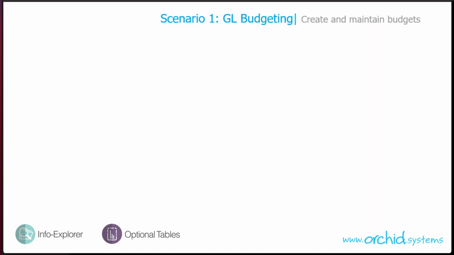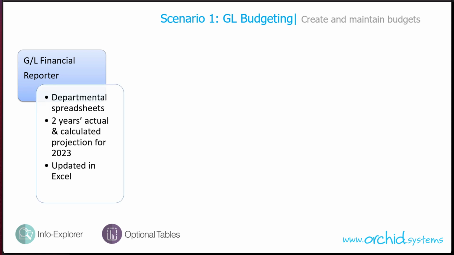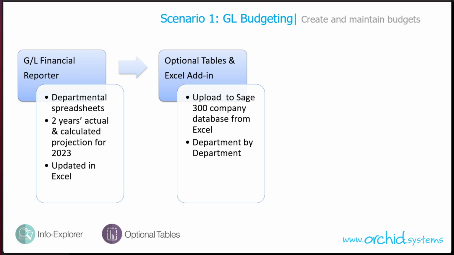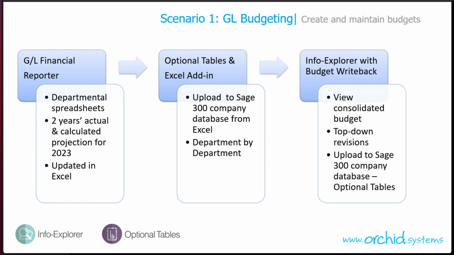In the first example of GL budgeting, each department receives a report generated with the General Ledger Financial Reporter with the actual data, and a first budget draft based on the department in the General Ledger. They update their budget figures, and the budget coordinator then uses the Excel add-in in optional tables to update Sage 300 department by department. They can then review the consolidated figures and do some further adjustments using Info Explorer. During the year, they can also create new forecasts, incorporating actual figures for past months and budget figures for future months. Over to you, Anne.